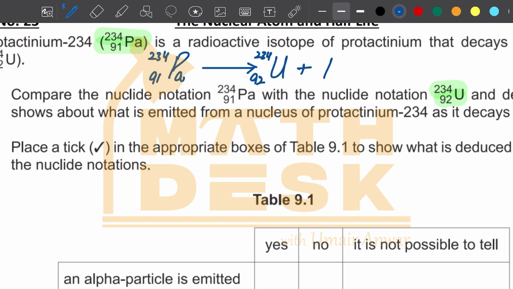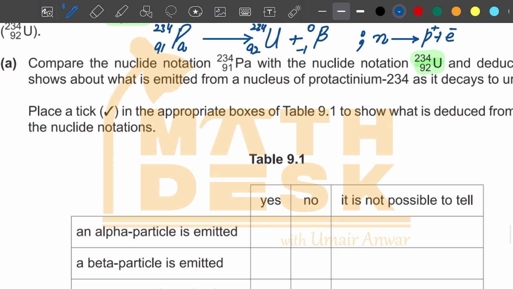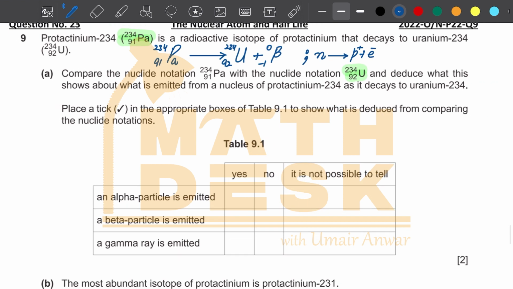And this happens when there is a beta emission, or beta particle emitted from the nucleus. Because in a beta decay, a neutron changes itself into a proton and an electron. So the proton number increases by 1, but the nucleon number remains the same. So it means that protactinium is undergoing beta decay.